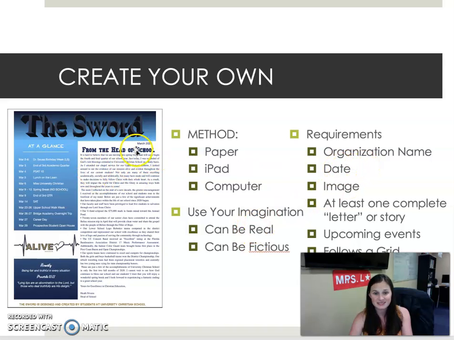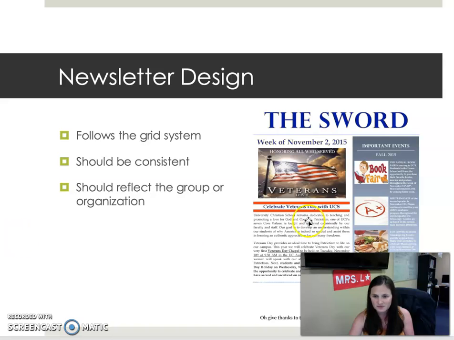You need the date, so here's the month because this was monthly. If it's weekly, you would just put a week's date, whatever that is for you. An image of some sort. At least one complete letter or story. So here we have a letter from the head of school. Mr. Nivens was talking about all the great things going on at UC. Or here he was talking about celebrating Veterans Day.